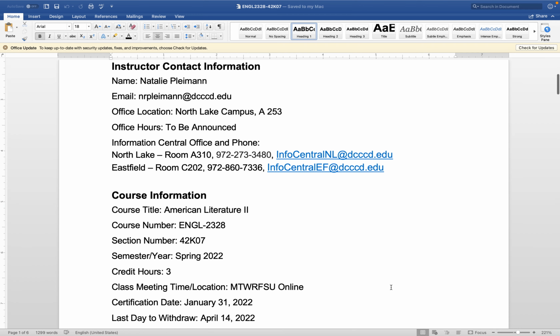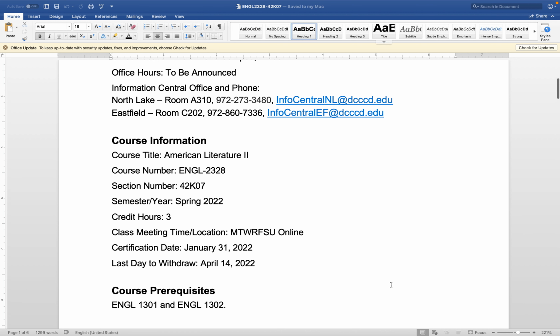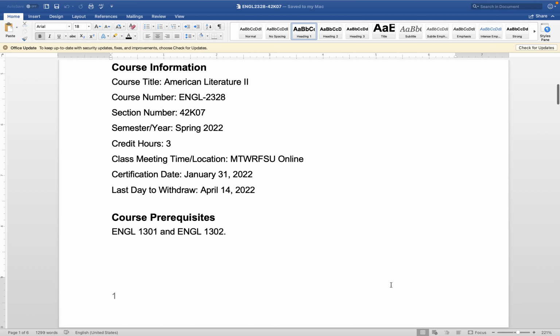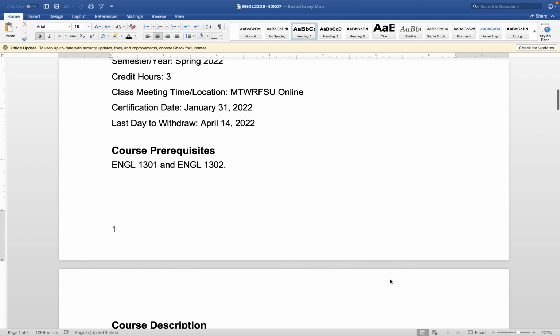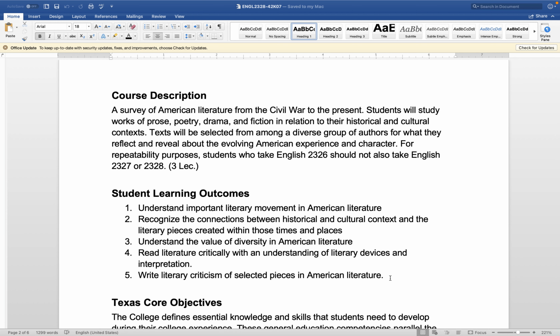So this is American Lit 2. This is a spring 2022 class. It's going to be offered all online. Hopefully you've already taken 1301 and 1302, but they probably wouldn't have let you register for this class if you hadn't. So what we're going to be doing in this class is going through American literature, starting at the Civil War up until the present time. So you're going to read some prose, you're going to read some poetry, you're going to read some short stories, and you will be reading a novel for this class.